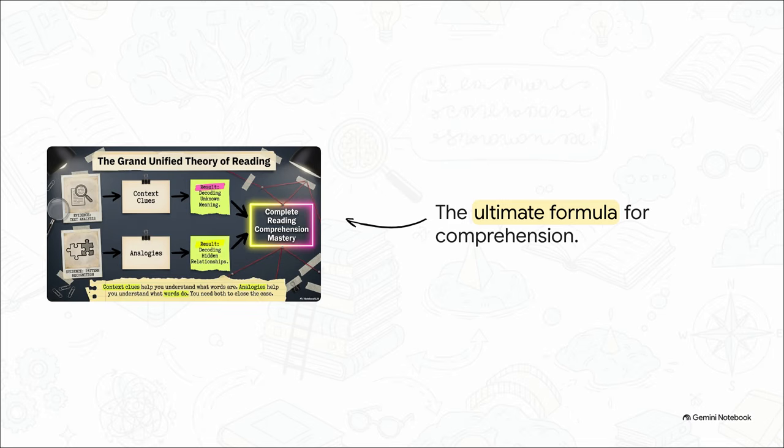Then, on the bottom track, you have analogies. This is all about pattern recognition. By tracking these patterns, you decode hidden relationships, meaning you figure out what words do. When you follow the connection between these two methods, they merge into complete reading comprehension mastery. You really need both tracks to close the case.